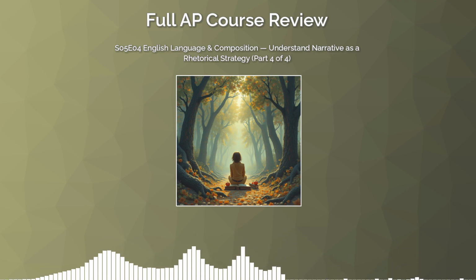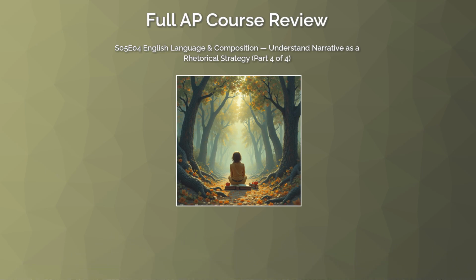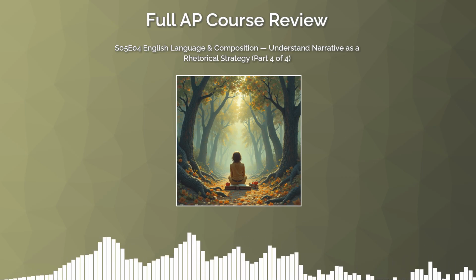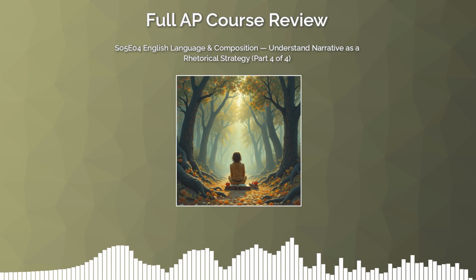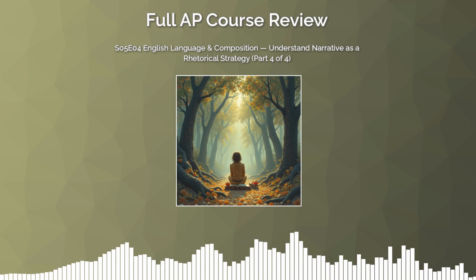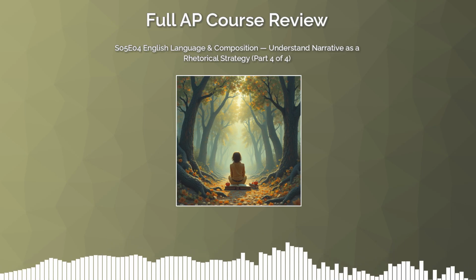For FRQs, the scoring rubric rewards a 3-part analytical move every time. Identify the technique, explain what it does in this specific passage, and connect it to the larger meaning or effect of the work. Vague identifications like "the author uses flashback for effect" earn 0 points. Specific, grounded claims earn full credit.